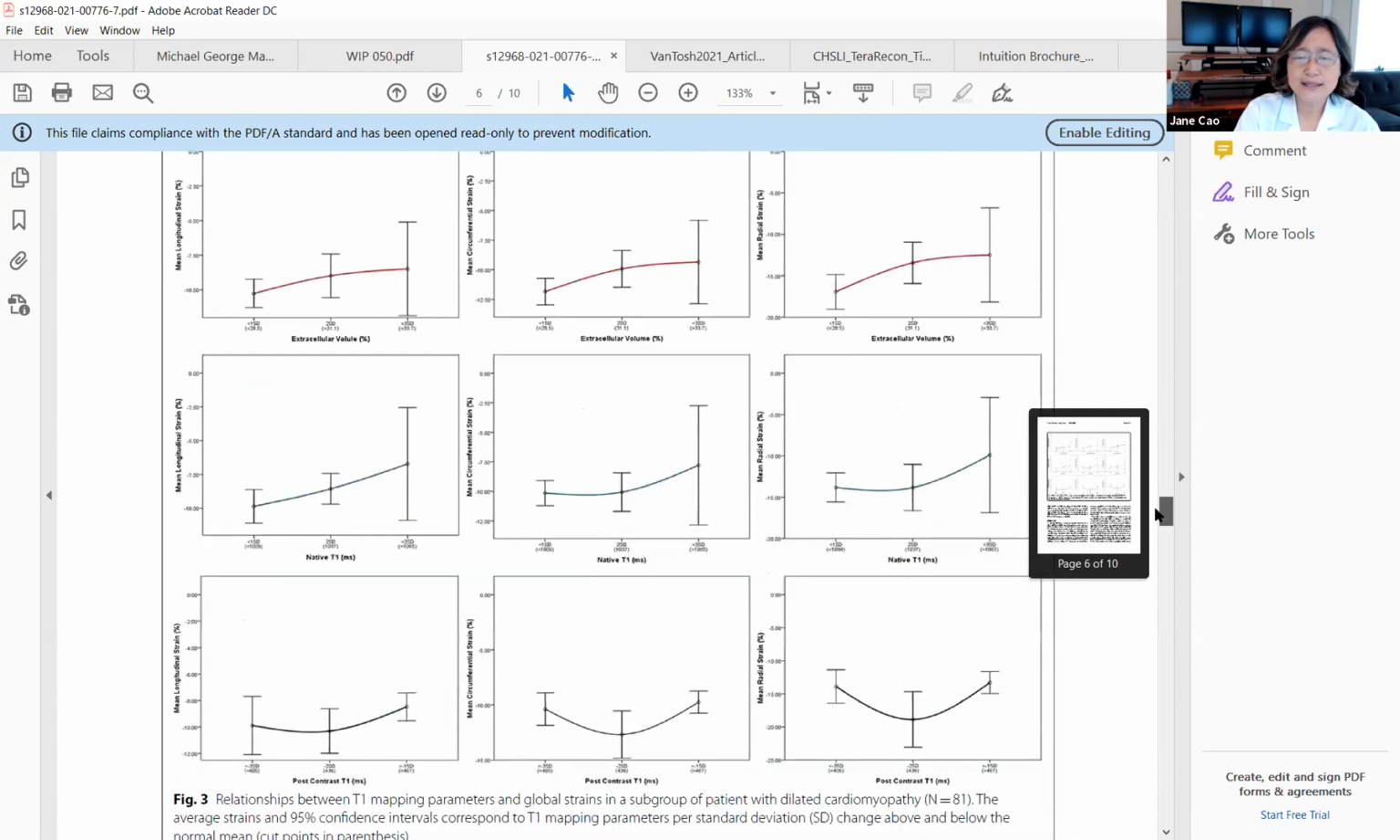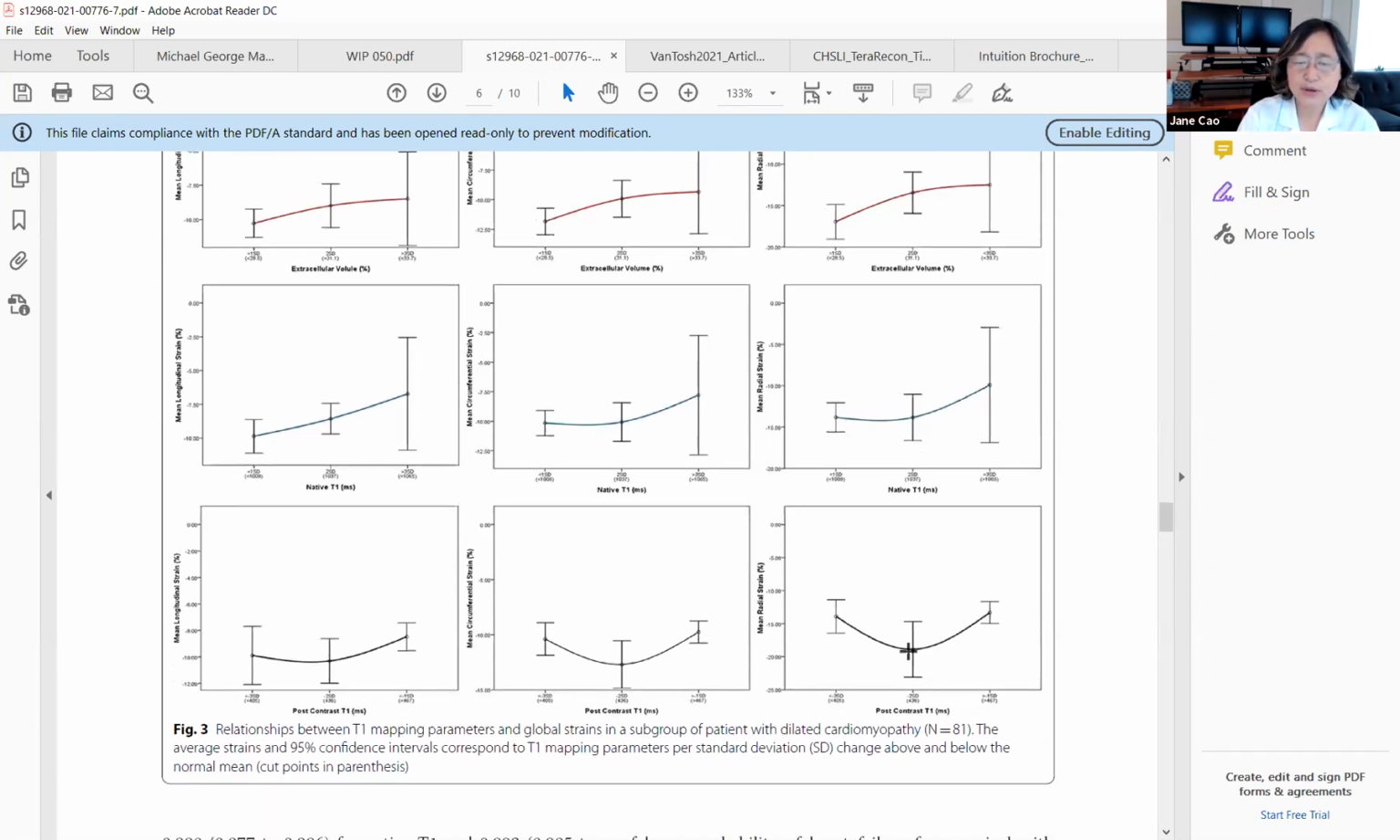So then we say, well, we observe this phenomenon in a mixed large group. What about in a relatively homogeneous disease group? So next we look at our largest single group diagnosis, which is dilated cardiomyopathy. We actually observe a similar relationship, although as we know, the ECV and native T1 tend to be not as severely abnormal as in other diseases, such as amyloidosis. So we see a relatively small change, but still the trend is there. Although in the post-contrast T1 analysis, the relationship is not as strong.